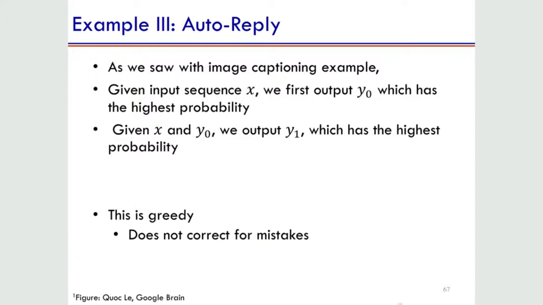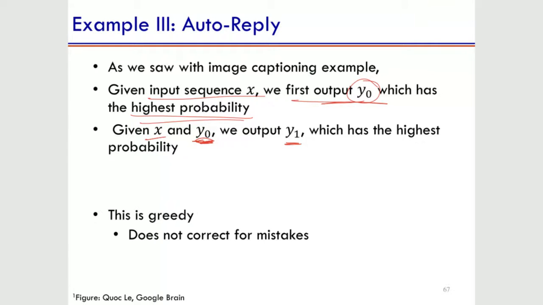There are also some nuances. Given an input sequence, let's say we start the auto reply part. Maybe we first generate y naught, let's say the highest probability word. That's the first word of the reply. Then given the input and the first highest probability word, we can generate the highest probability word for the next location. But the problem is this is too greedy.